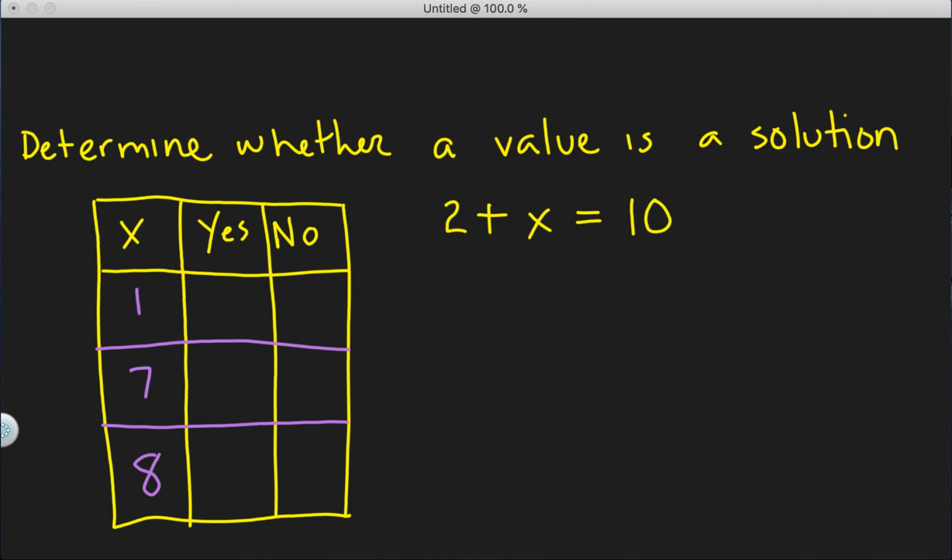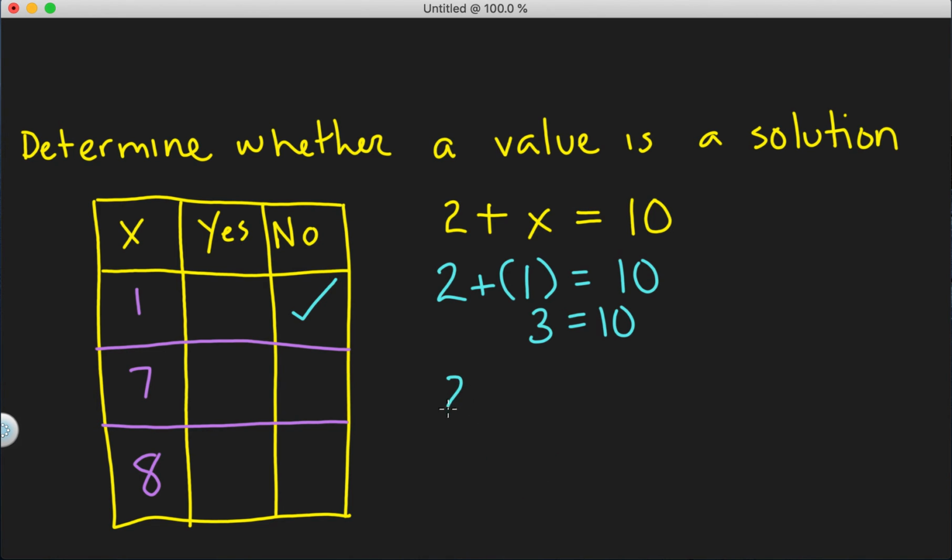I think I've got a couple more examples here. Oh, nope, this is a different type of problem that you're going to see, especially in your ALEKS assignments. They're going to ask you to determine whether a value is a solution. What that means is that they're giving you values for your variable. So in this first case, it's saying that 2 plus x is equal to 10. I'm going to take this value in here, 2 plus 1, this gives me 3 is equal to 10, which is not correct. It's not the same. So my answer would be no.